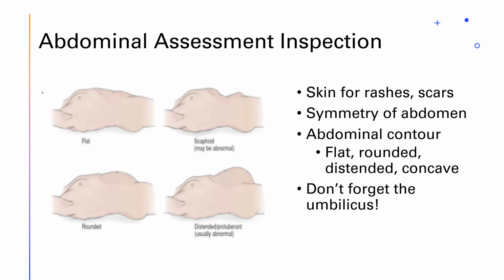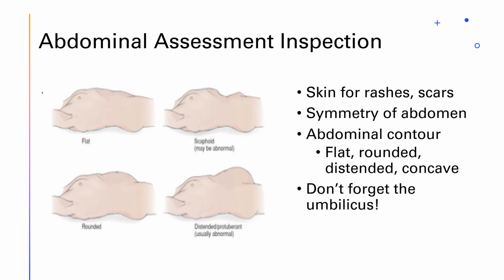Once exposed, we're going to inspect the abdomen for color, contour, symmetry, rashes, and scars. The abdomen should be symmetrical, both sides looking the same. If there are any masses or hernias causing changes to the symmetry, that would be an abnormal finding. As far as contour, abdomens can be flat, scalloped, or concaved if they're really thin, or rounded and soft. If the abdomen is rounded and firm, then that would be an abnormal assessment finding.